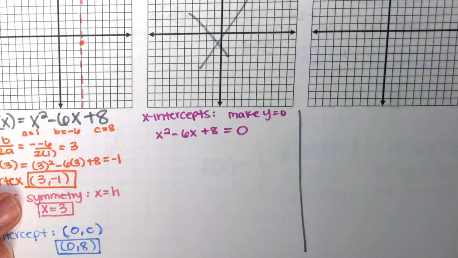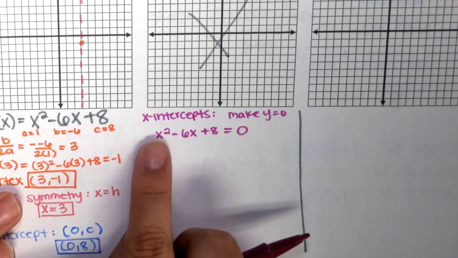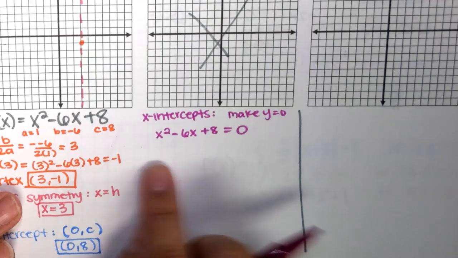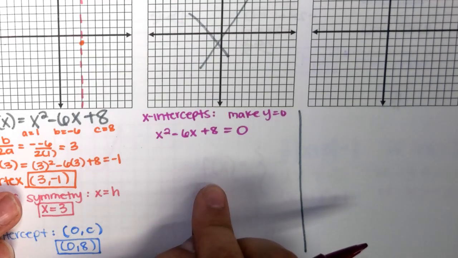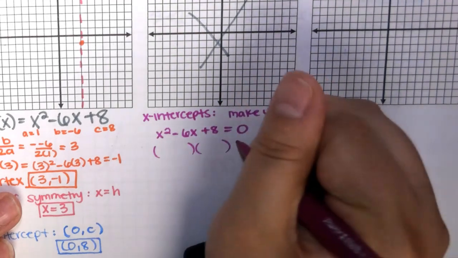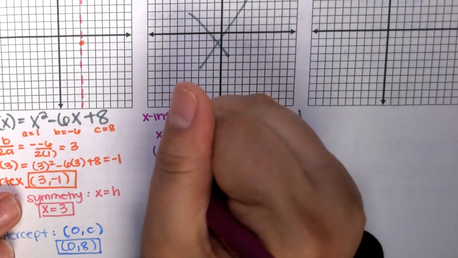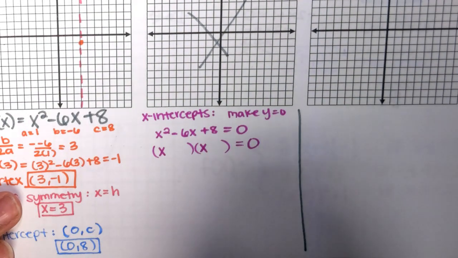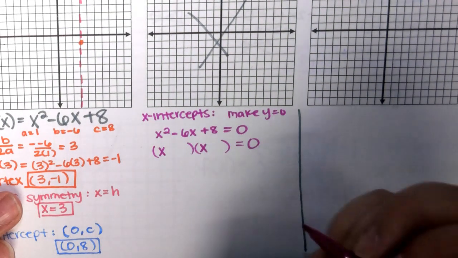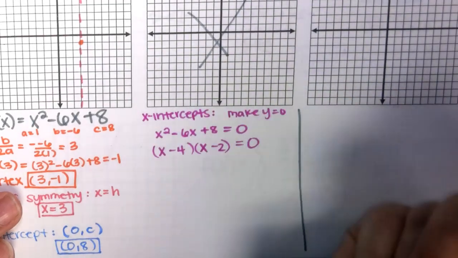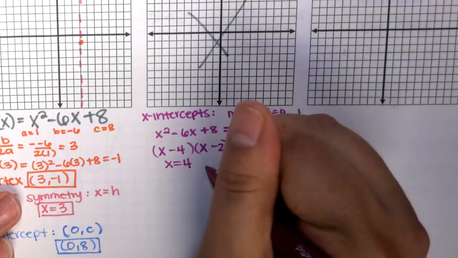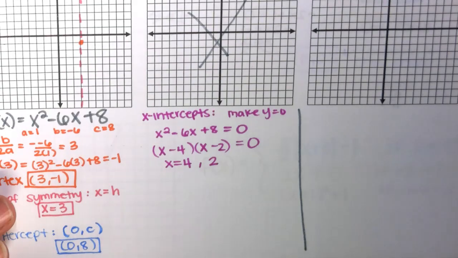On your quiz and on your test, I'm going to tell you, find the x-intercepts algebraically. What am I asking you to do? What do you need to do here? How? Factor it. Don't forget to set it equal to 0, I'll count points off for that. And what factors of 8 add up to negative 6? So x equals positive 4 and 2.